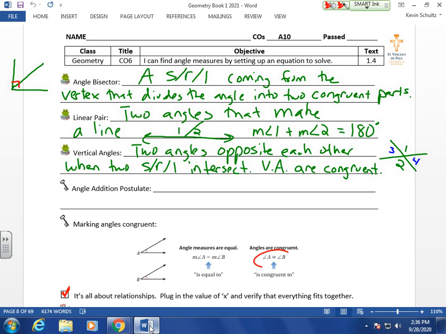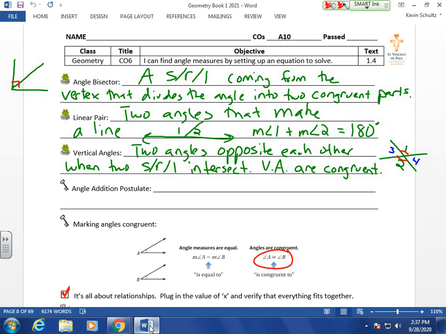Yeah, we could use the congruence symbol like here. If we want to say angle A is congruent to angle B, we could write it as a statement like that. Or you could use arcs. Those arcs would represent that 1 and 2 are congruent.